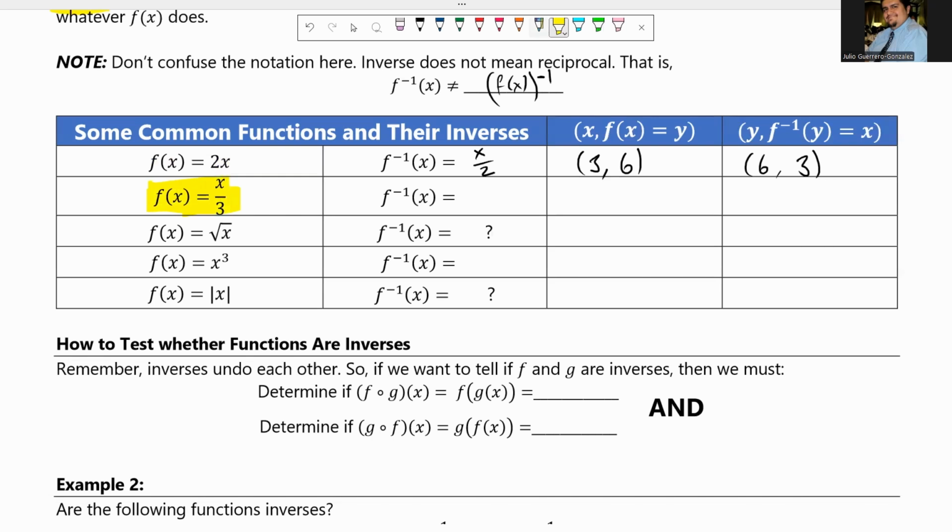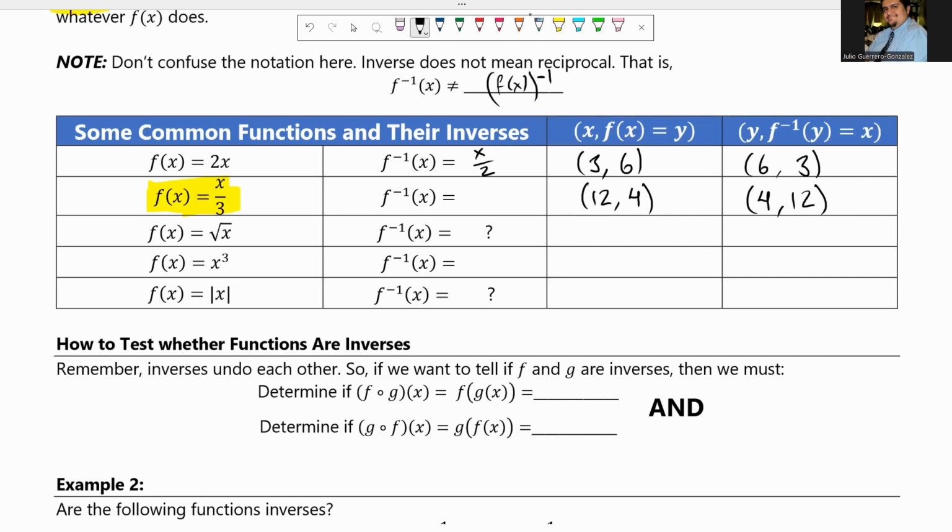Okay. Let's say f of x is x divided by 3, right? That means if I give this thing 12, the output should be 4, because that's what f of x does. It grabs my x value, whatever it is, and divides it by 3. My output should be 4, which means that my inverse should do the opposite. If I give this thing 4, it should give me back 12, right? So that's what the inverse does, correct?